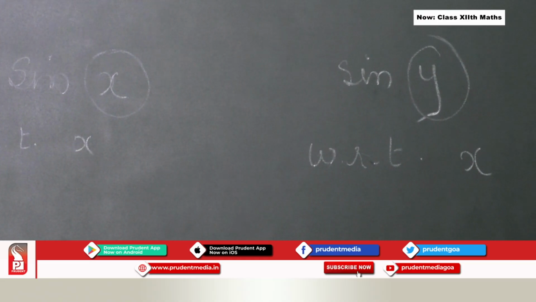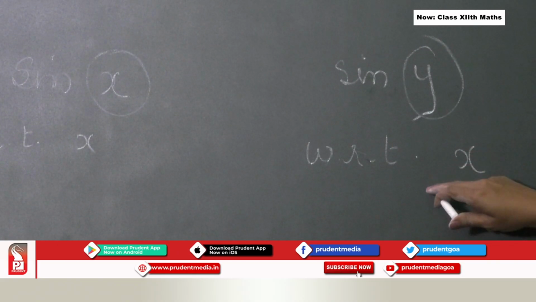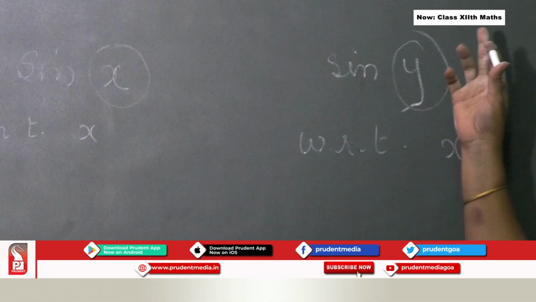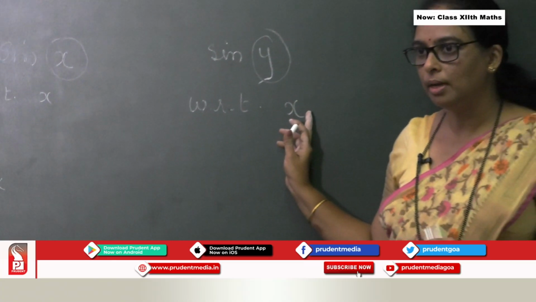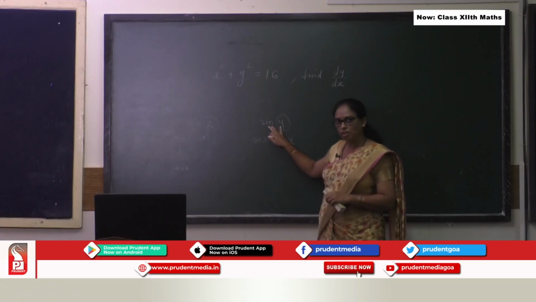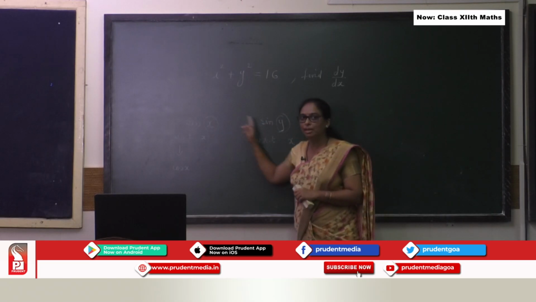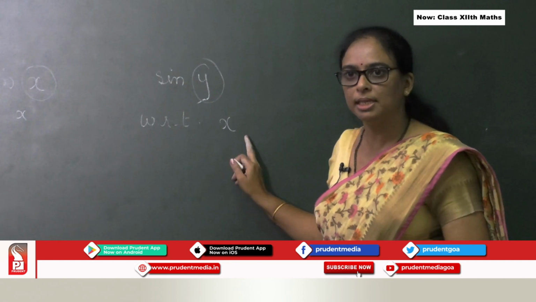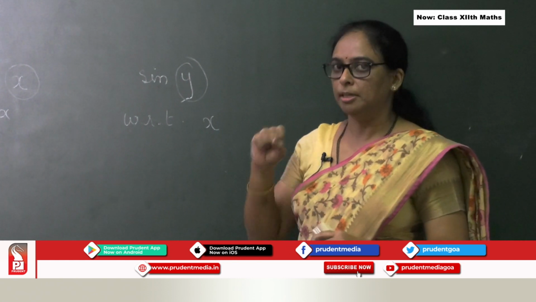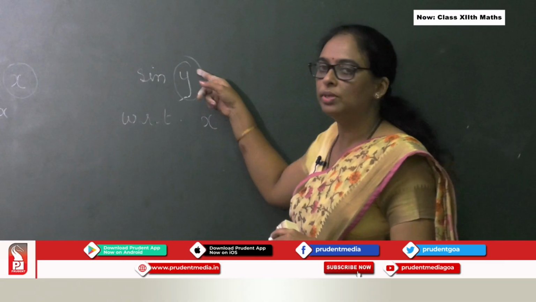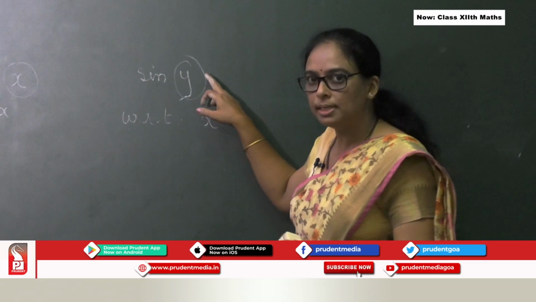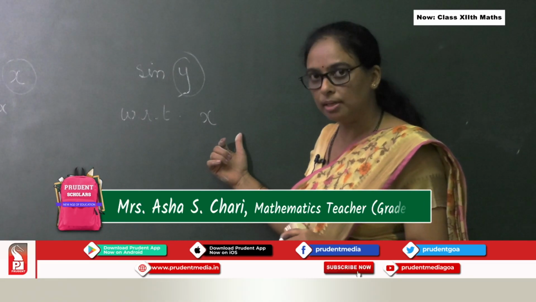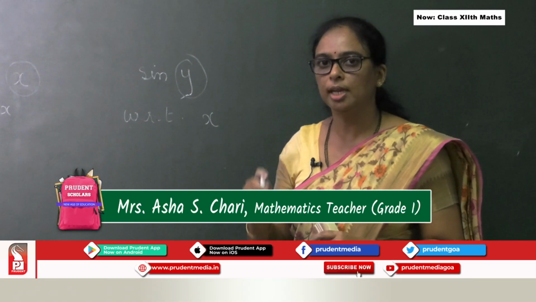Now how do I tackle this? What we have noticed here is that there is a change in the variable. The function is the same, the variable has changed, but the differentiation asked is with respect to x. Now how do I tackle this? Please remember, if the function defined is in terms of one variable, but the differentiation is asked with respect to some other variable, then the differentiation has to happen as per the chain rule.